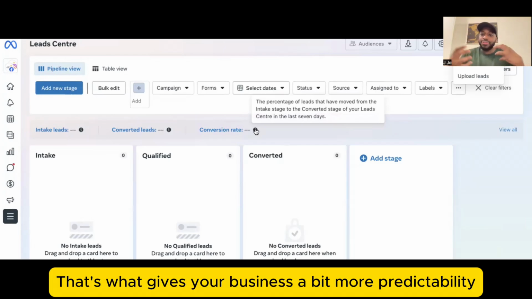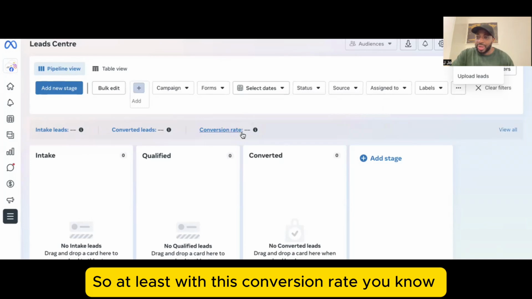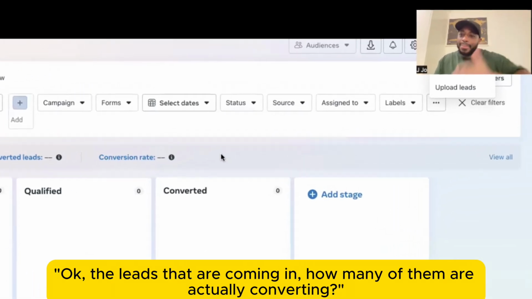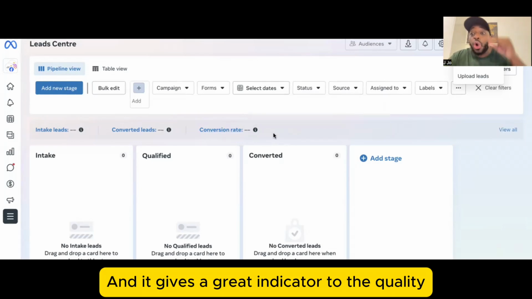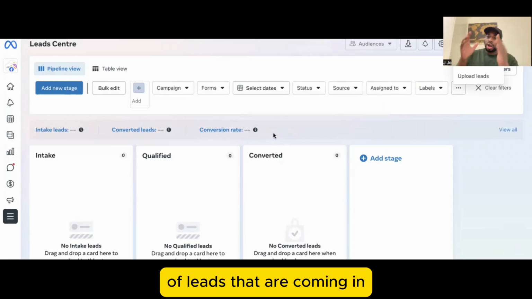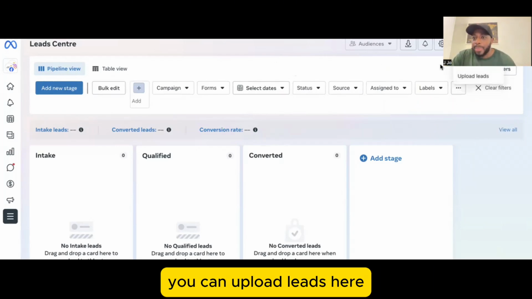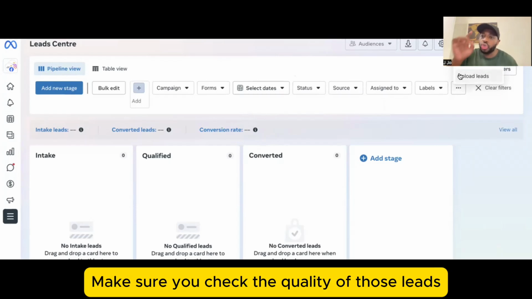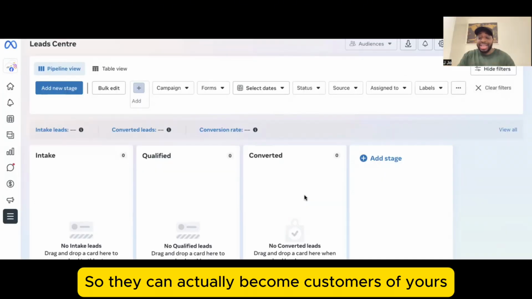That's what gives your business a bit more predictability. So you're not guessing. With this conversion rate, you know how many of the leads coming in are actually converting, and it gives a great indicator of the quality of leads coming in. Like I mentioned before, you can upload leads here, but make sure you check the quality of those leads, so you have a higher chance of converting a lot more of them into customers.